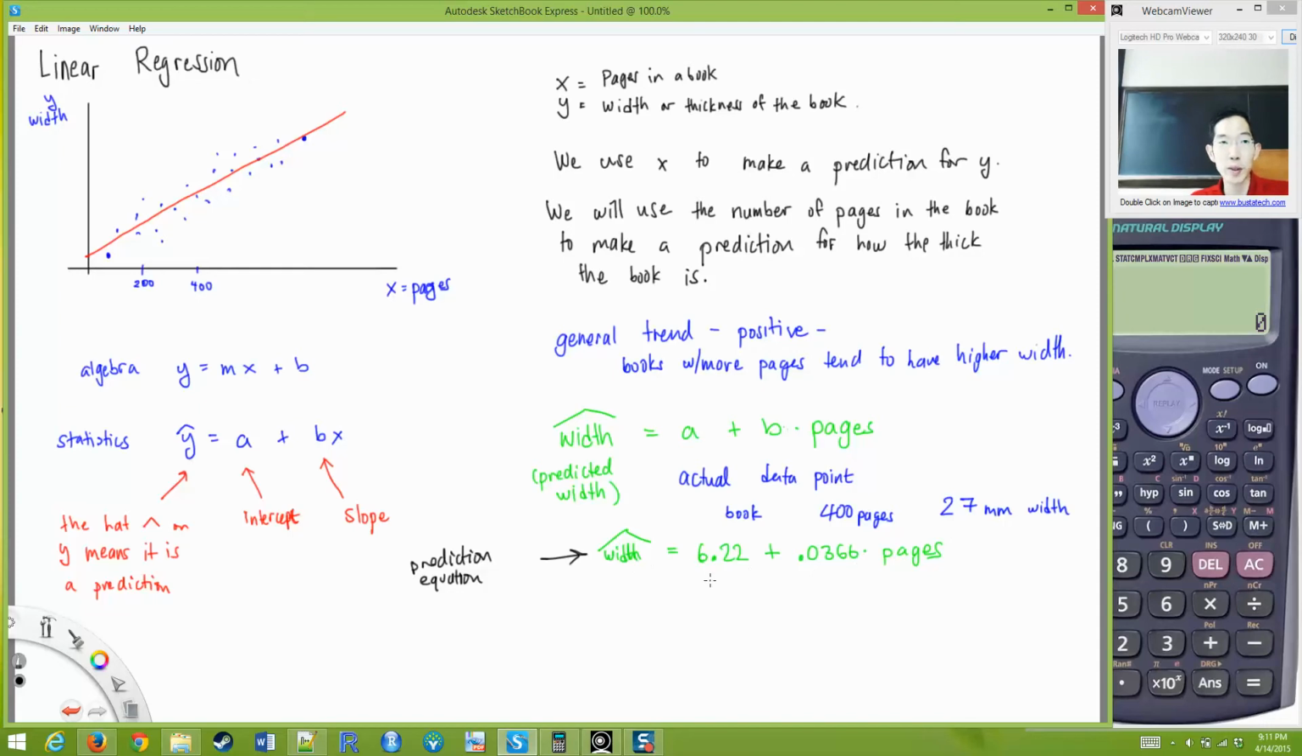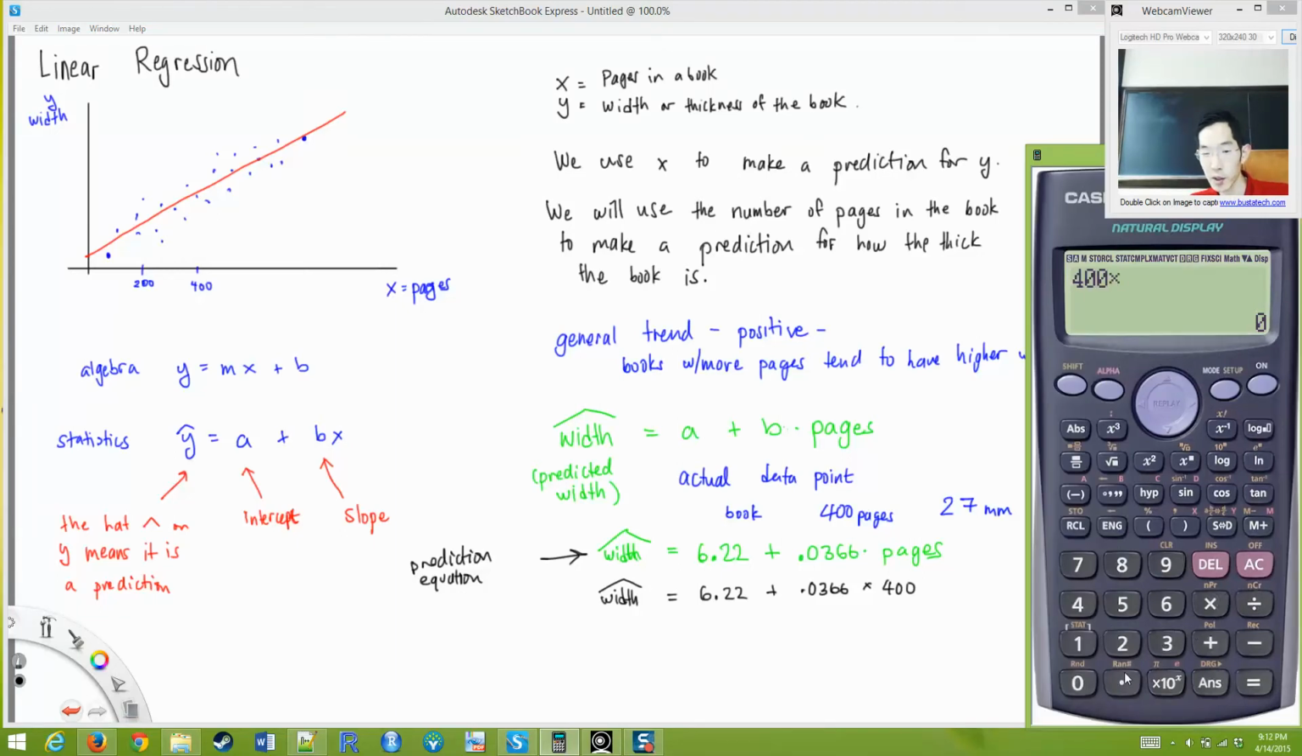We could ask, what would we predict the width to be for a book with 400 pages? Well, what is our prediction? Okay? According to this, our predicted width would be 6.22 plus 0.0366 times 400, right? We're going to plug in 400 for the number of pages. So for the predicted width, I do 400 times 0.0366 plus 6.22. And according to this equation, we predict that a book with 400 pages is going to be 20.86 millimeters thick.